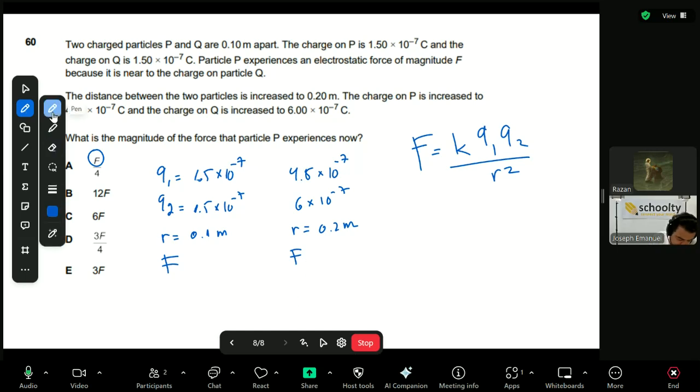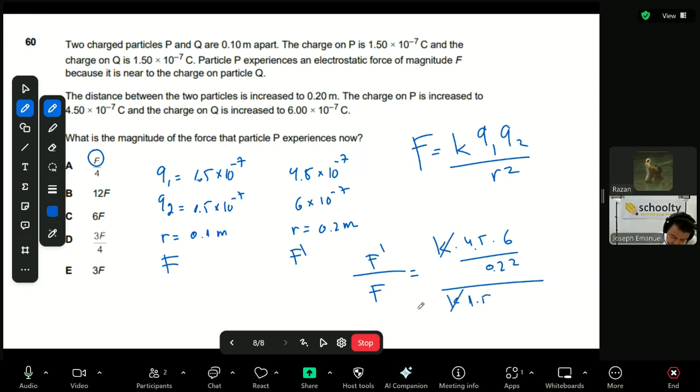When you have F, it's better to say F tag, because if you have F1, you say F2. So it's very easy. You just divide them. F tag divided by F: K times 4.5 times 6 divided by 0.2 squared, and down you have F, which is K times 1.5 times 1.5 divided by 0.1 squared. Of course K cancels out.